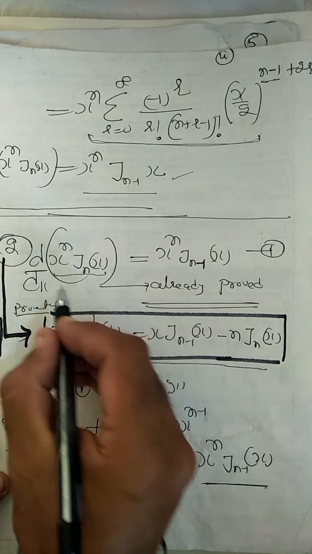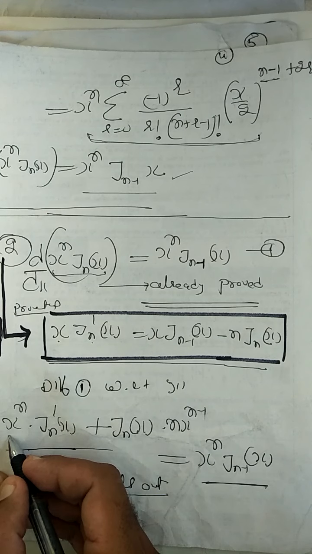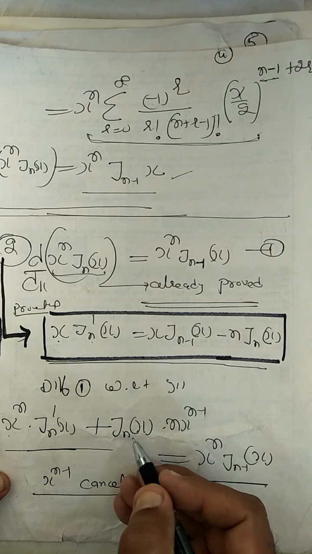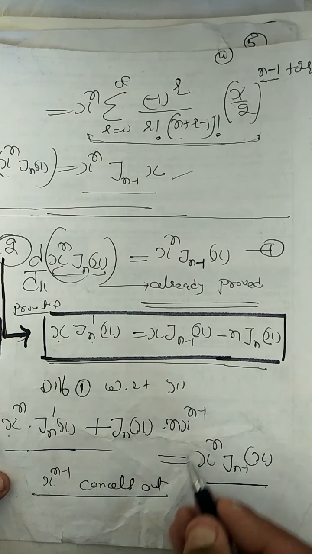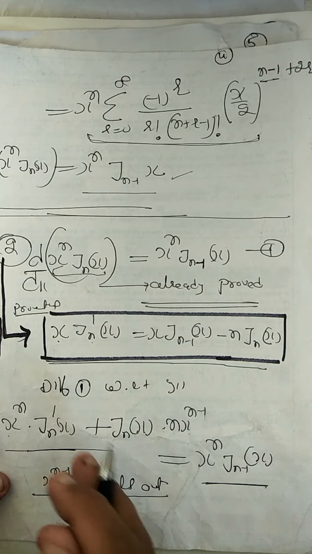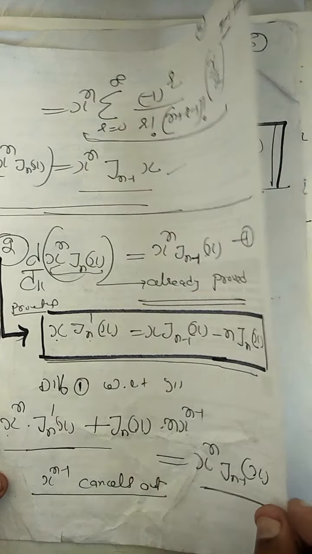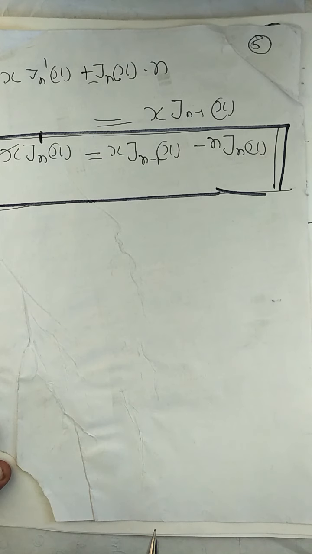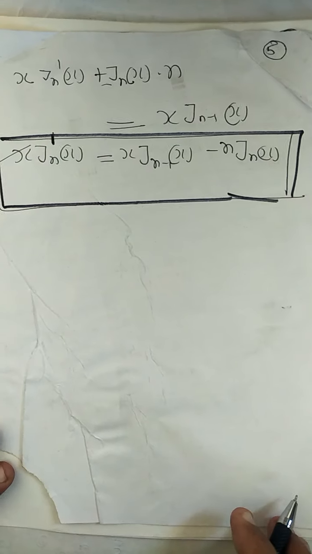differentiate by product rule: x^n J_n'(x) plus J_n(x) times the derivative of x^n, which is n x^(n-1). So simple derivative. Next, cancel x^(n-1), then you will get this relation, and this is your second recurrence formula. I hope all of you are getting my point.